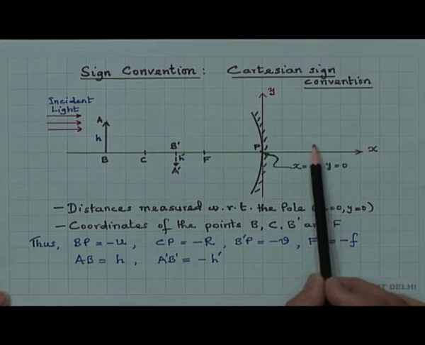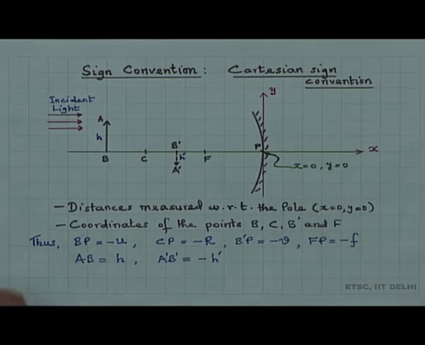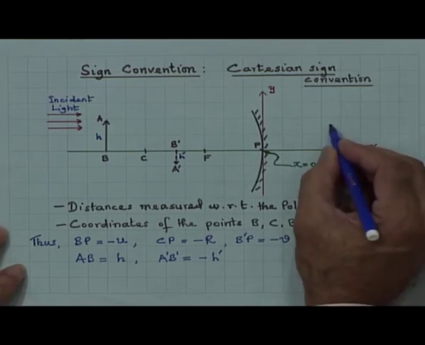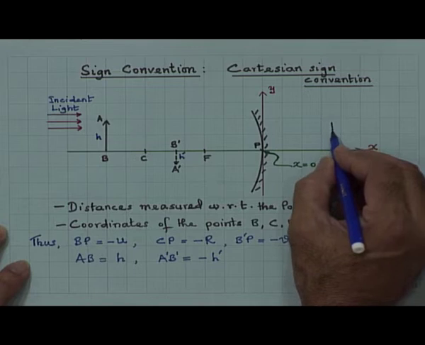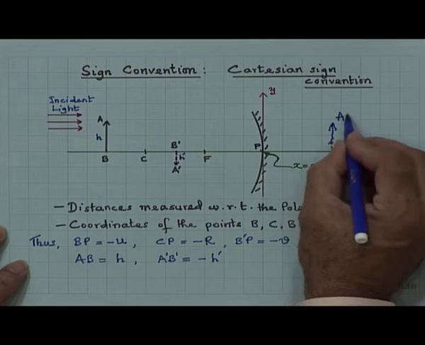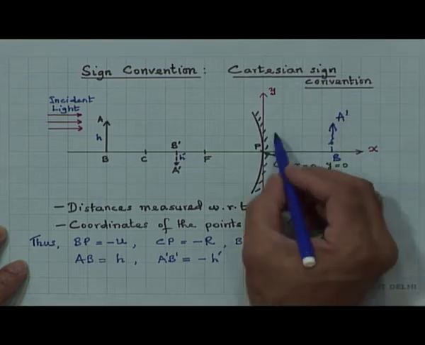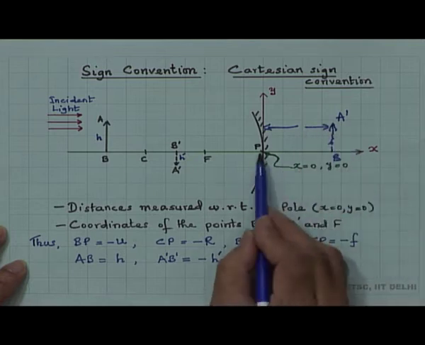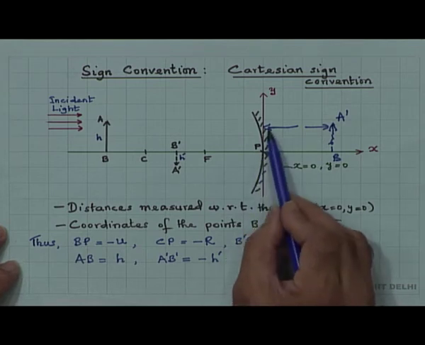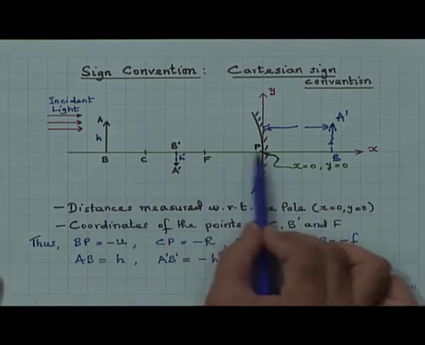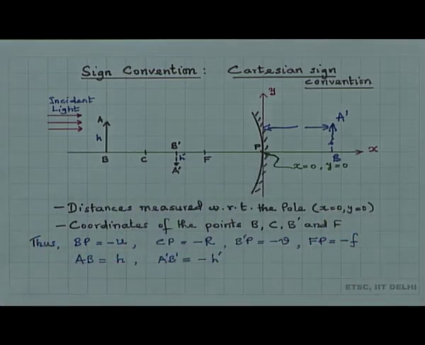If I had a image on this side, if I were to have a virtual image, as an example let me show that, suppose I were to have a virtual image here like this, A dash B dash, then the image distance would have been this. So, this would have been the image distance. Now, this is in the positive x direction, because this is x equal to 0, and therefore, the image distance would have been positive.